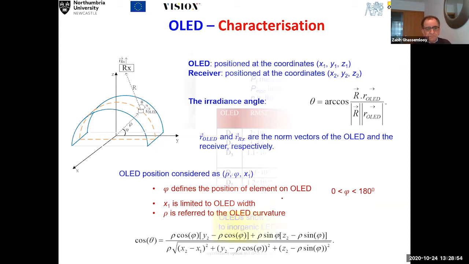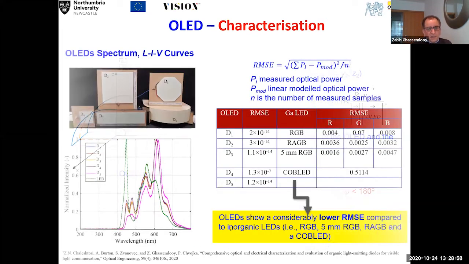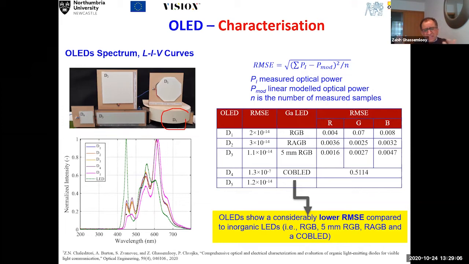Look at the normalized intensity. And this is our curved one, which we were talking about. And these are all flat. So D5 is the curved one. You can see that they're almost the same. So it means the beam profile doesn't change much if you bend it. Of course, if you bend it beyond a certain point, it will just break.